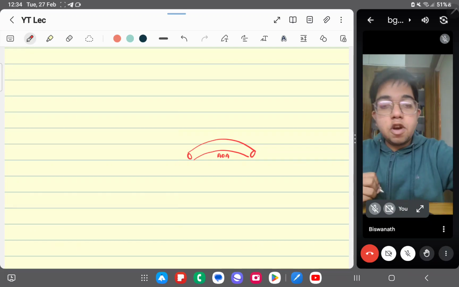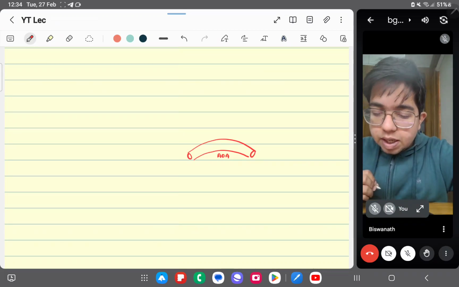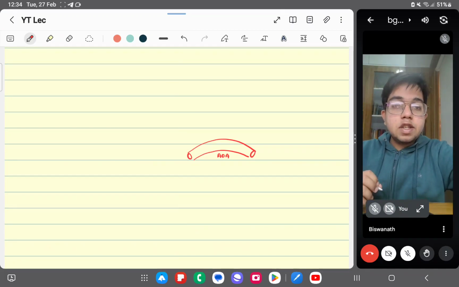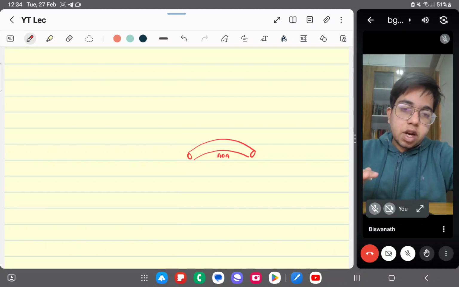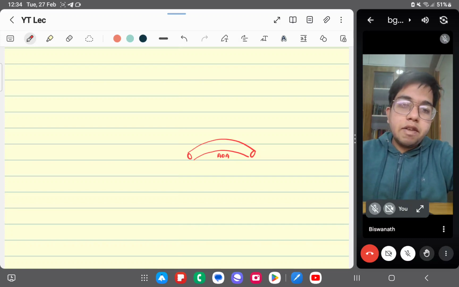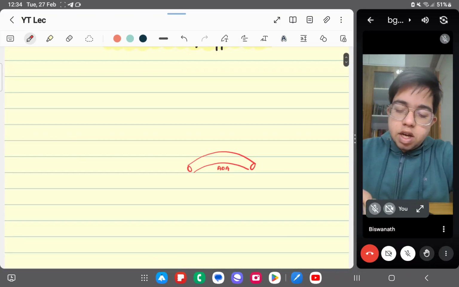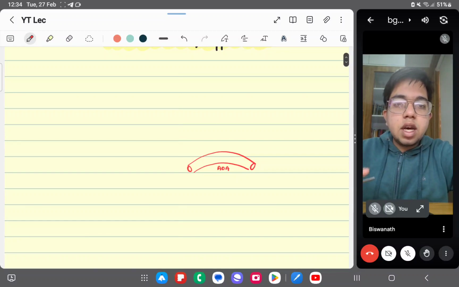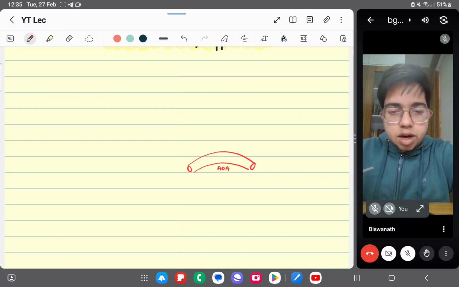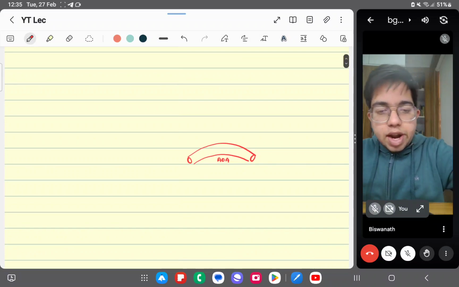This is the arch of aorta. I hope the screen is visible. The arch of aorta has three branches: your left subclavian artery, your left common carotid artery, and your right brachiocephalic artery. So three arteries, but here I only need one branch, that is the right brachiocephalic artery.